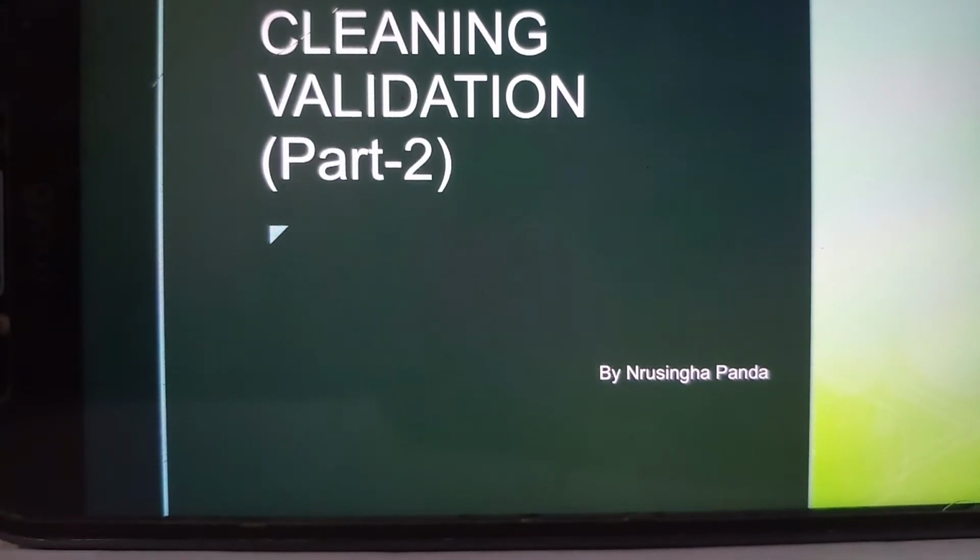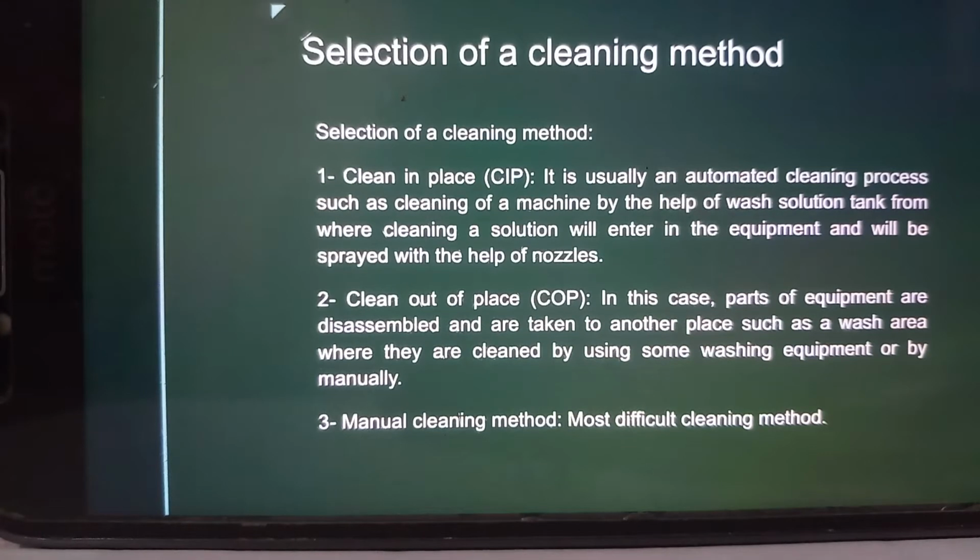Today I will discuss about cleaning validation part 2. In previous part 1, I have told about some general things about cleaning validation, and in this part I will discuss about selection of cleaning method and the selection of scientific basis for the determination of previous product residue in the next product. So first one is selection of a cleaning method.